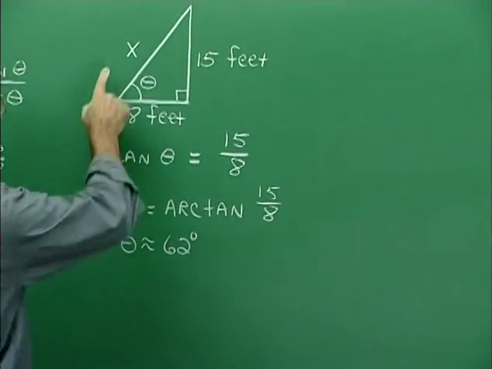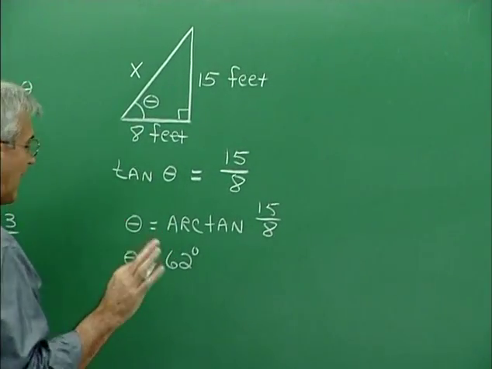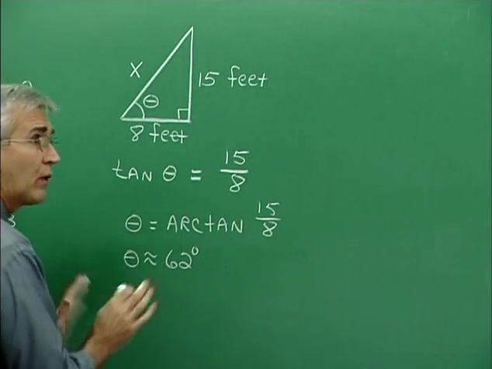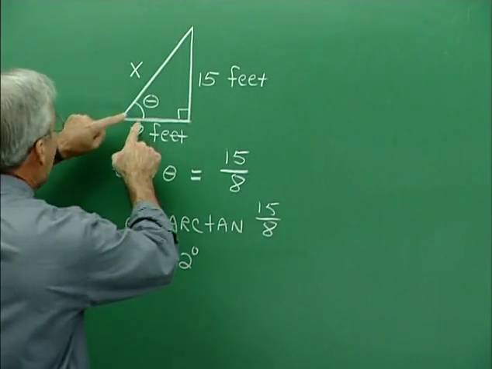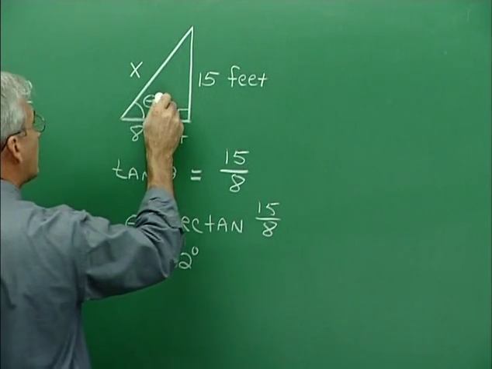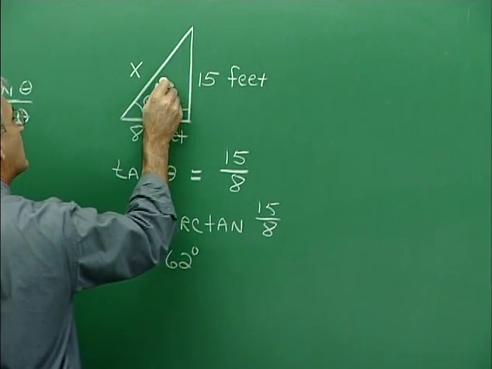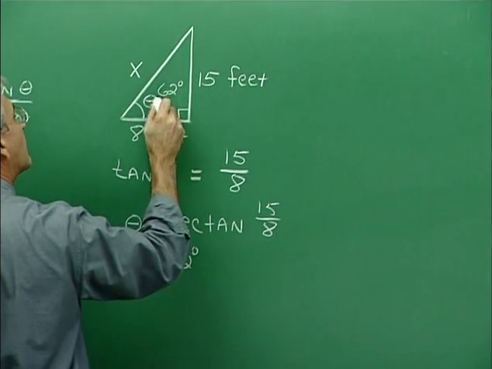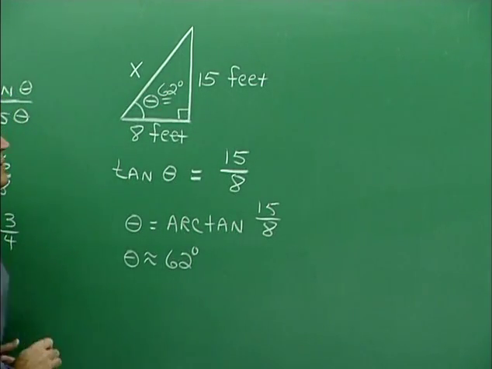All right, now let's find x. And let's find x by using a trig ratio. Now, we have the value of theta. We know theta to be approximately 62 degrees. And I'll put that in here like this. Okay, so theta is 62 degrees.